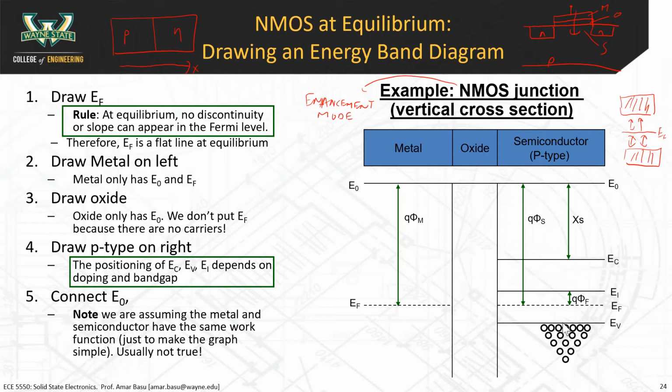So the behavior of the material here is that your metal is a metal. You have the oxide here, and your semiconductor is p-type. There's no inversion channel here. There's no depletion region formed here. It's just a p-type material. Any questions here?